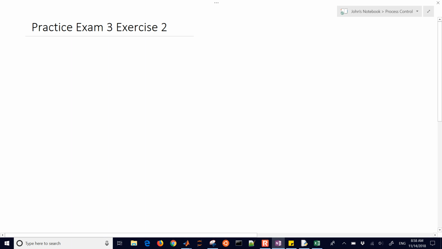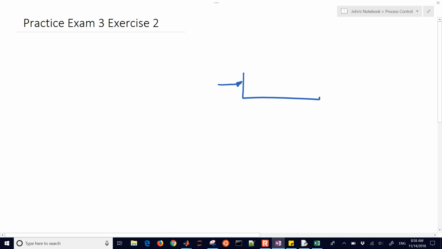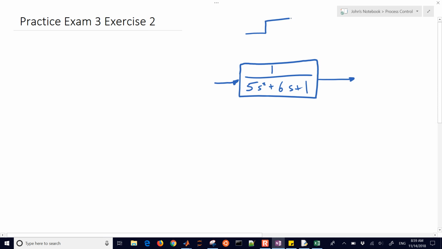Let's go down to exercise number 2 now. In this case, we're going to have a transfer function for our process that is, I'll just write it here, 1 over 5s squared plus 6s plus 1. Okay, so if we give this a step input, it's going to have a gain of 1. It's going to come up kind of like this. It's an overdamped system.